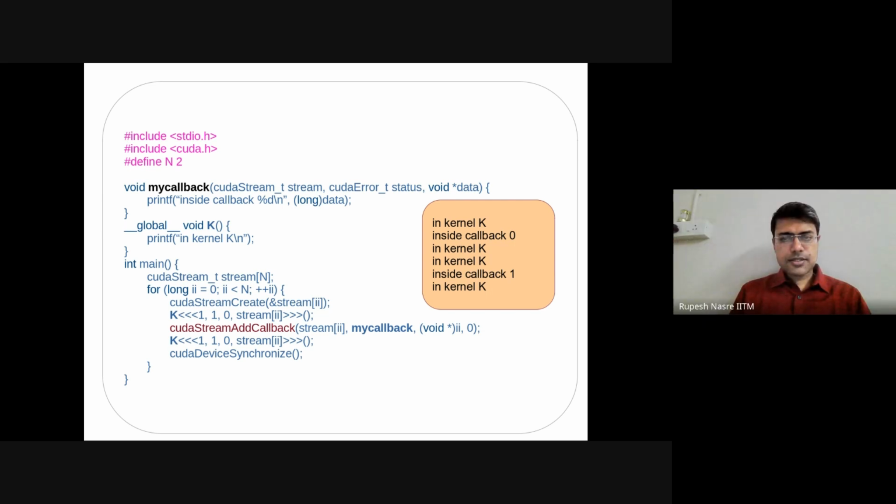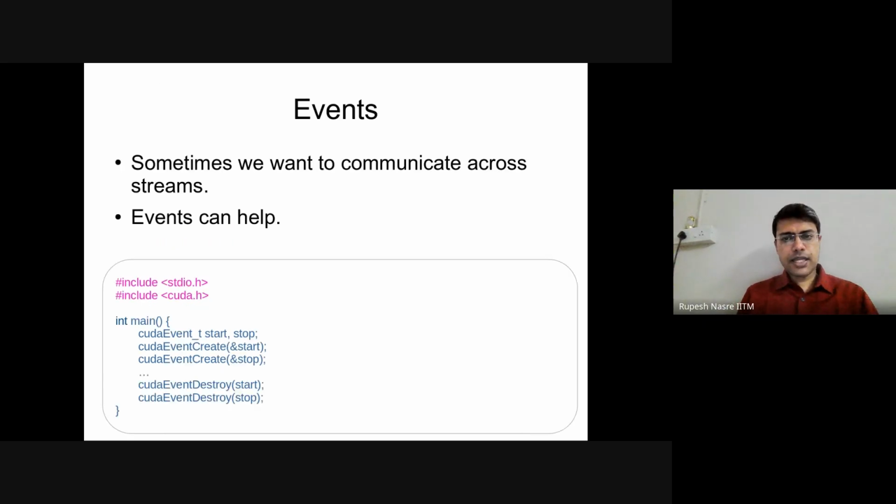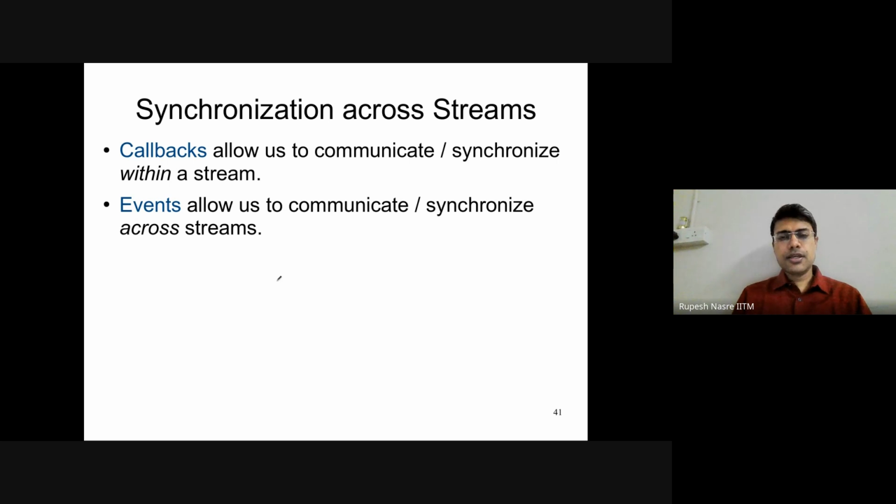All right. So let me quickly finish about the events. Callbacks are within a stream: K1, callback, K2, all in the same stream. Events can help you communicate across streams. For example, we can create start-stop events, and we can create and destroy them. And there are specific functions which can help us with the synchronization across streams.